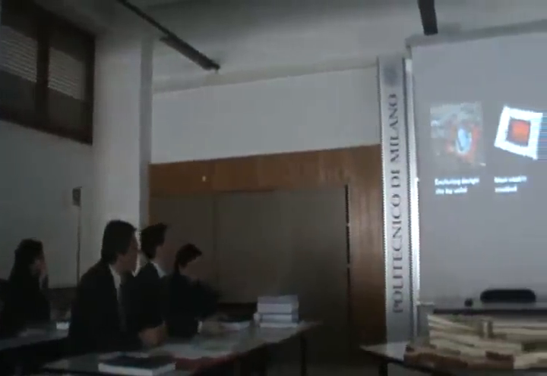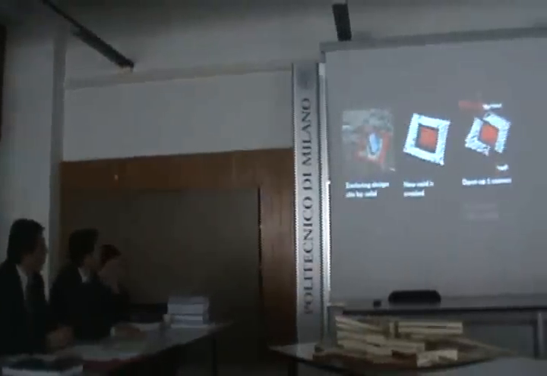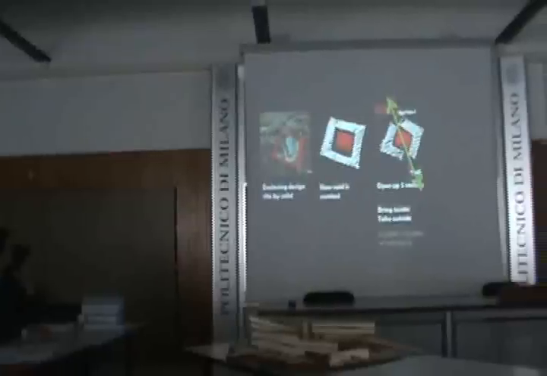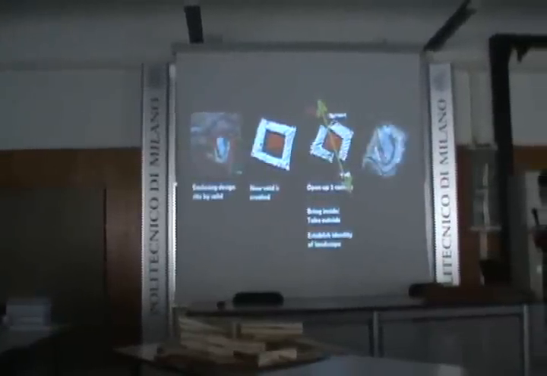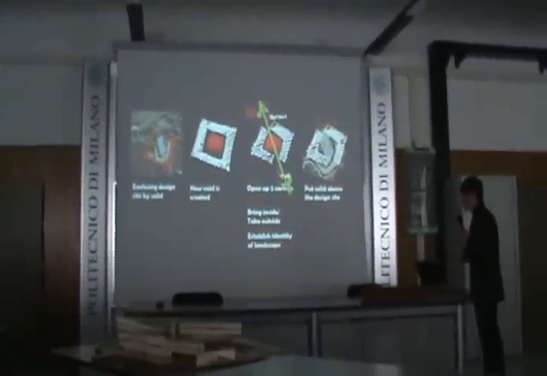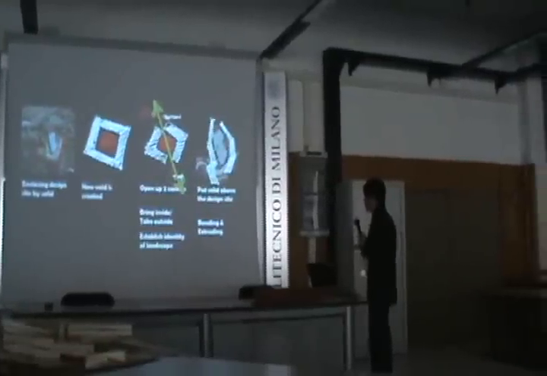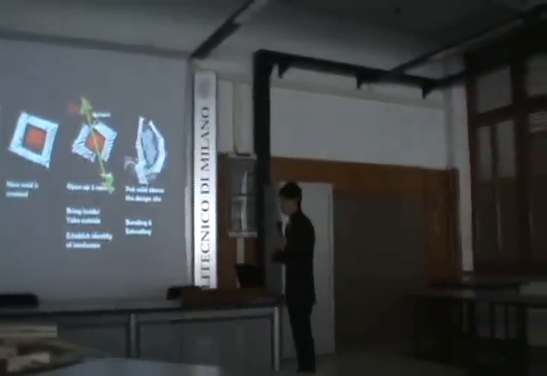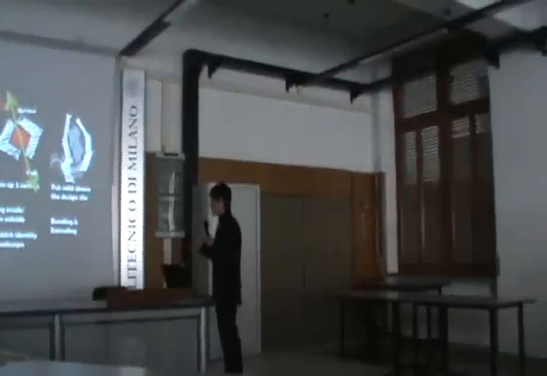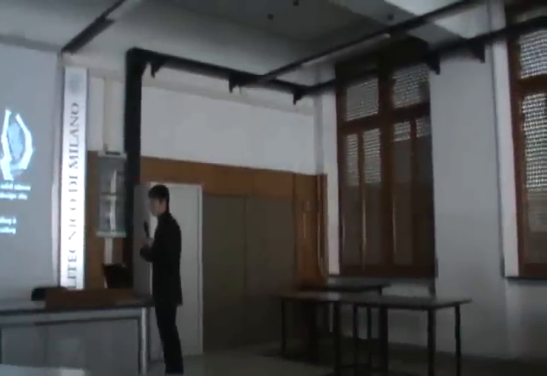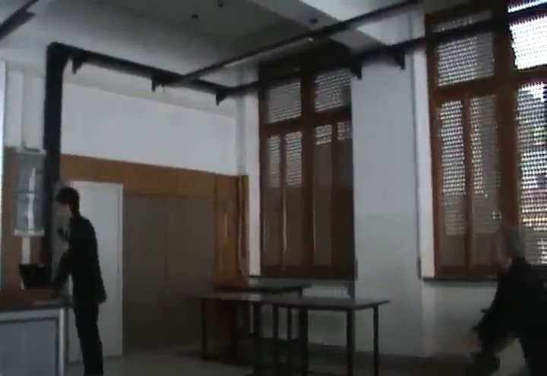Then I will open up two corners of the solid from bottom to top to let the border bring people inside and take them outside. Then I will establish the identity of the landscape from bottom to top. Finally, I will put the separated solids above the design site. After treating and bending, I will adapt to the complex terrain and get the final morphology of the architecture.